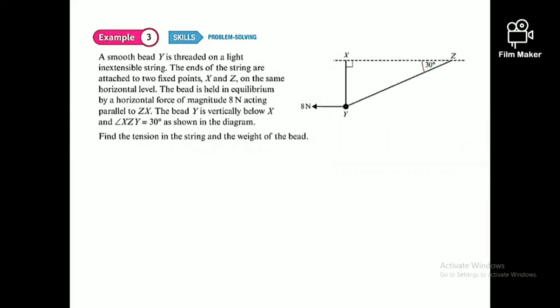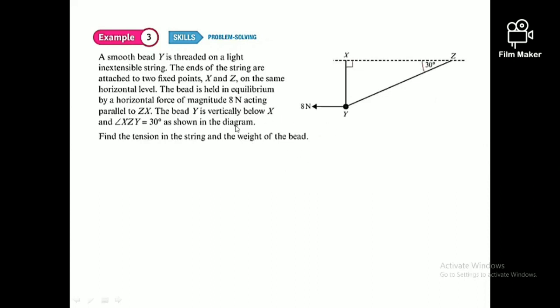A smooth bead Y is threaded on a light inextensible string. The ends of the string are attached to two fixed points X and Z, on the same horizontal level. The bead is held in equilibrium by a horizontal force of magnitude 8 newtons acting parallel to XZ. So in that case, this is a horizontal force. Vertically, the bead Y is vertically below X, where angle X at Y is 30 degrees. Find the tension in the string and the weight of the bead.